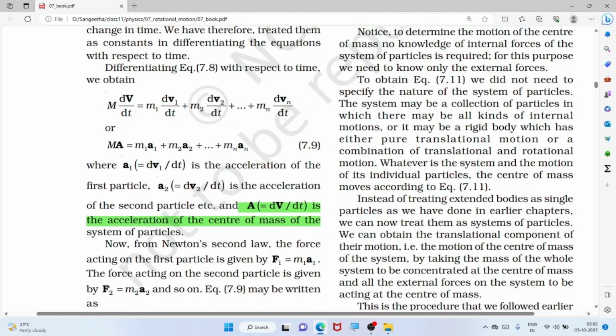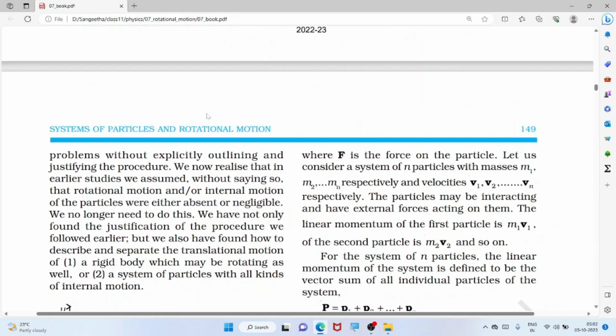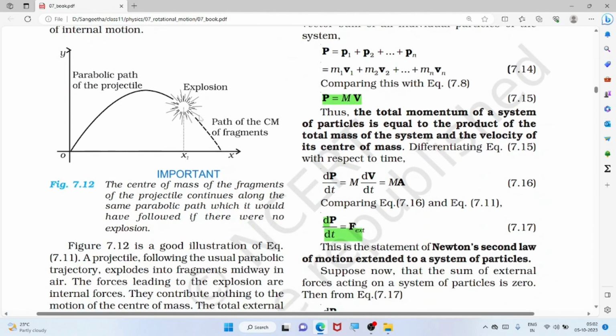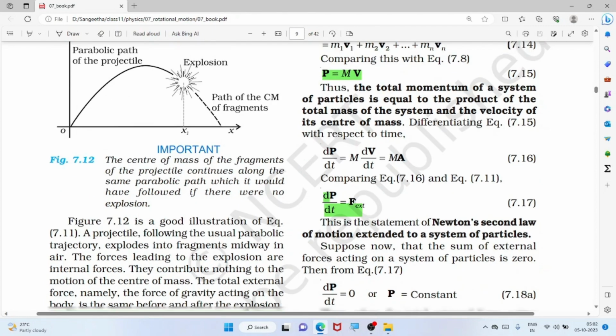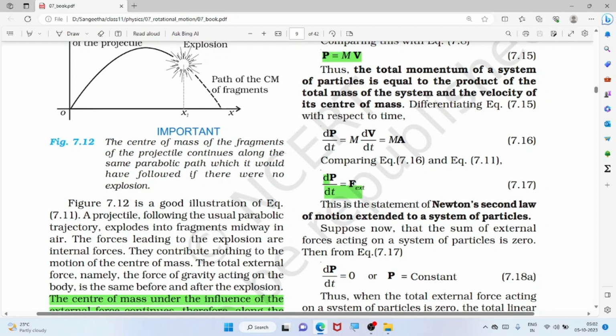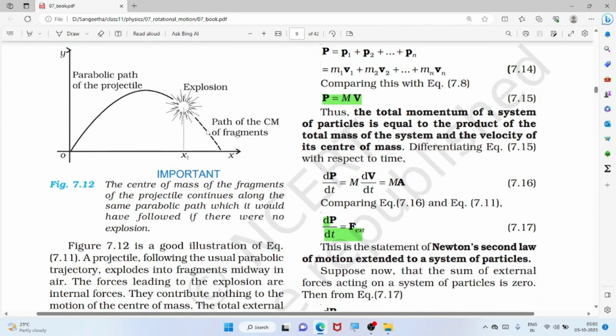Center of mass movement. So here this is important. The center of mass of the fragments of the projectile continues along the same projectile path which it would have followed if there were no explosion. After the explosion also, the center of mass of the fragments follows the same projectile path. Even after explosion it follows the same path.